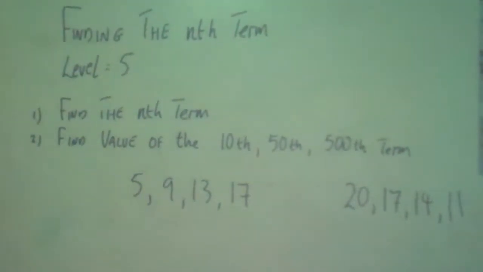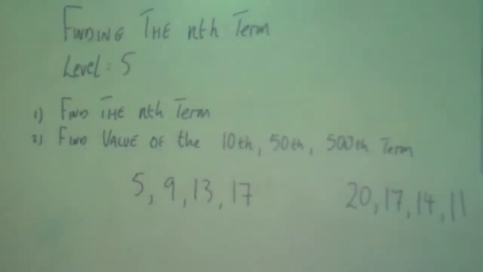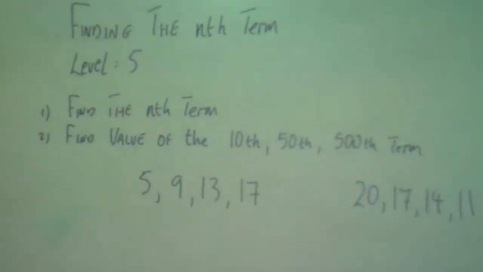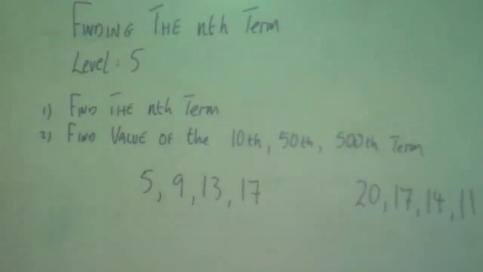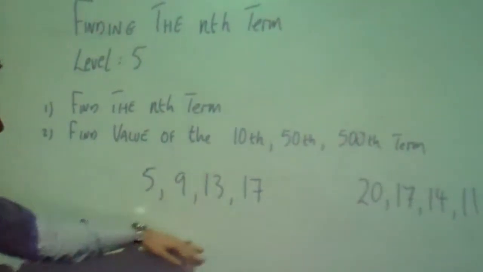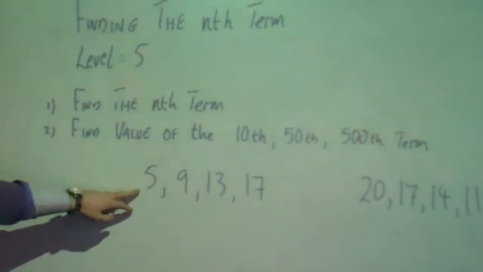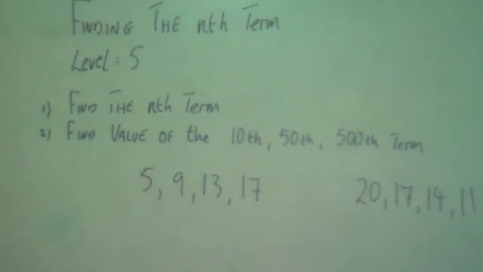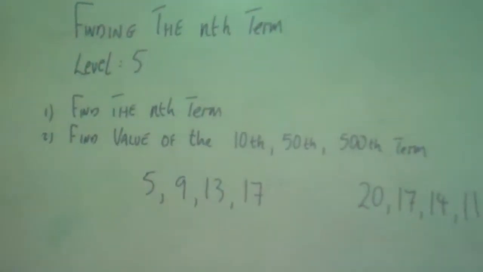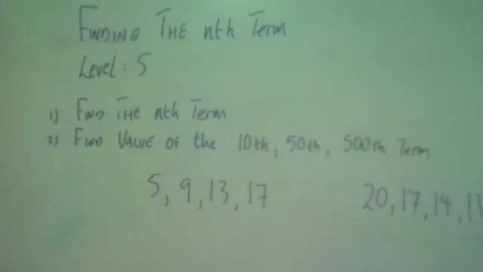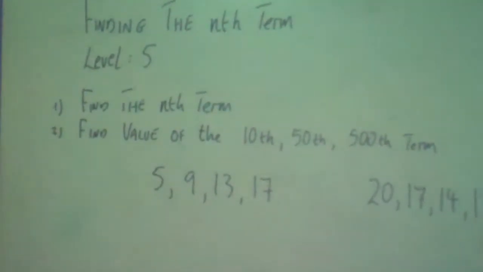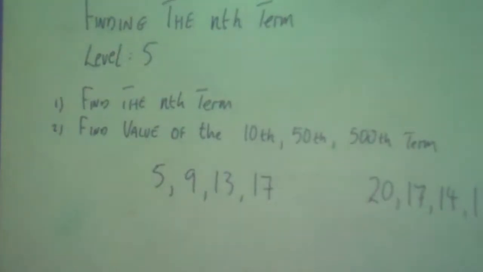In this clip, we're going to look at finding the nth term from a sequence. The nth term is an algebraic expression that allows us to find the value of any term within a sequence. If we look at the first sequence here, which is 5, 9, 13, 17, and I asked you to find the 50th term, it would be quite difficult to do. But by finding the nth term, we can write the sequence as an algebraic expression and substitute in 50 to find the 50th term.